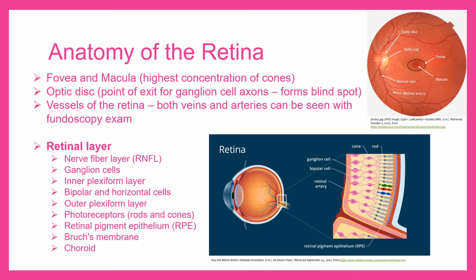On the other side, more temporally, you'll see the fovea and the macula. This is where the highest concentration of cones reside and therefore the highest visual acuity. When you look at an object via your central vision, this is where the light from that target will converge.